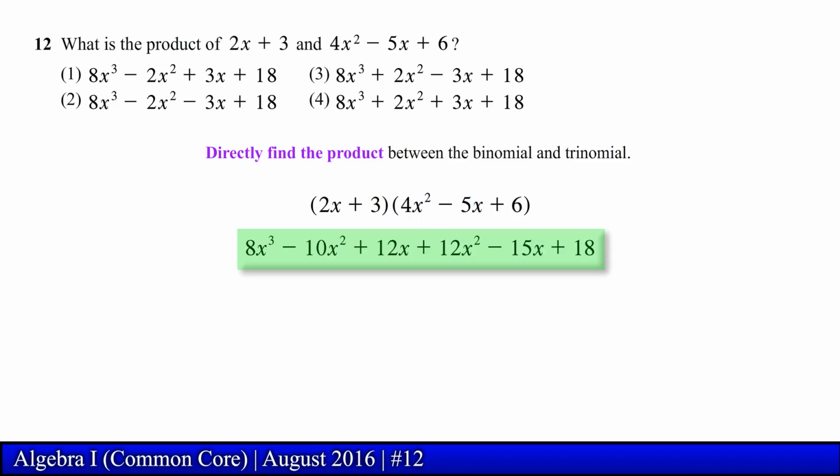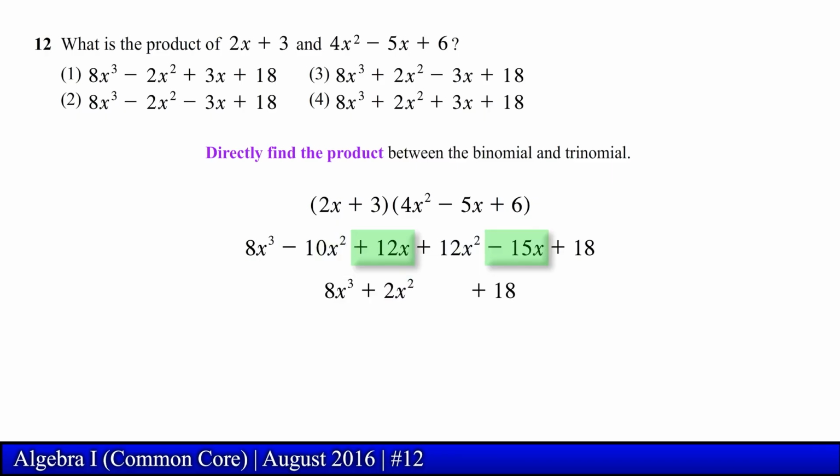Next, we need to simplify the polynomial by collecting like terms and writing the polynomial in standard form. The terms negative 10x squared and positive 12x squared simplify to 2x squared. The terms positive 12x and negative 15x simplify to negative 3x. In the end, we obtain the following polynomial: 8x cubed plus 2x squared minus 3x plus 18.